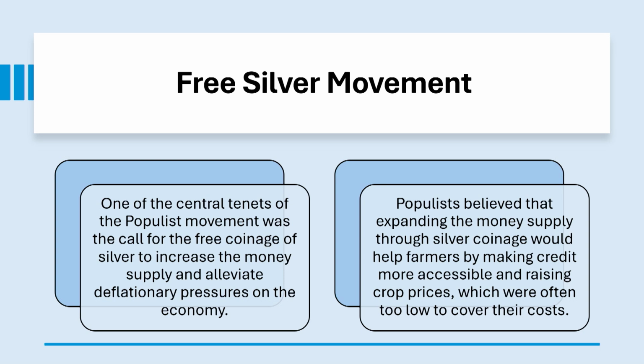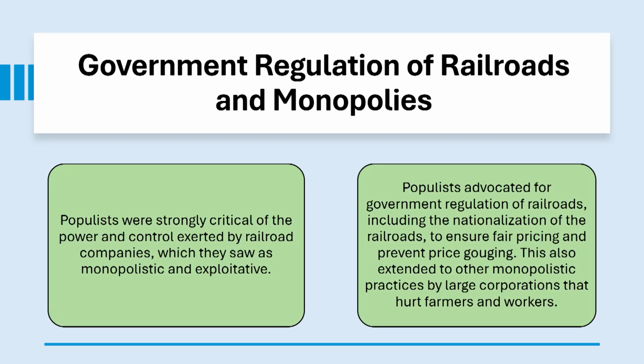Populists believed that expanding the money supply through silver coinage would help farmers by making credit more accessible and raising crop prices, which were often too low to cover their costs. Government regulation and the railroads.